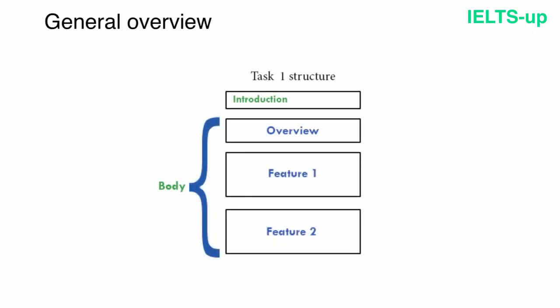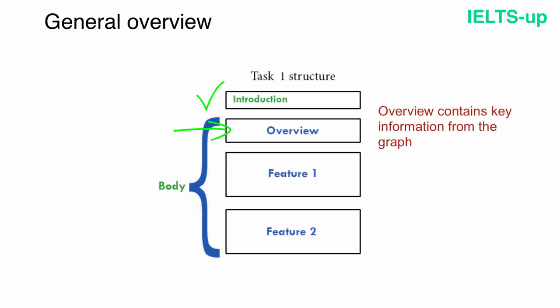Now let's move on to the next paragraph. After you have written the introduction, it's time to write an overview. An overview is a paragraph that contains all the key information from the graph.